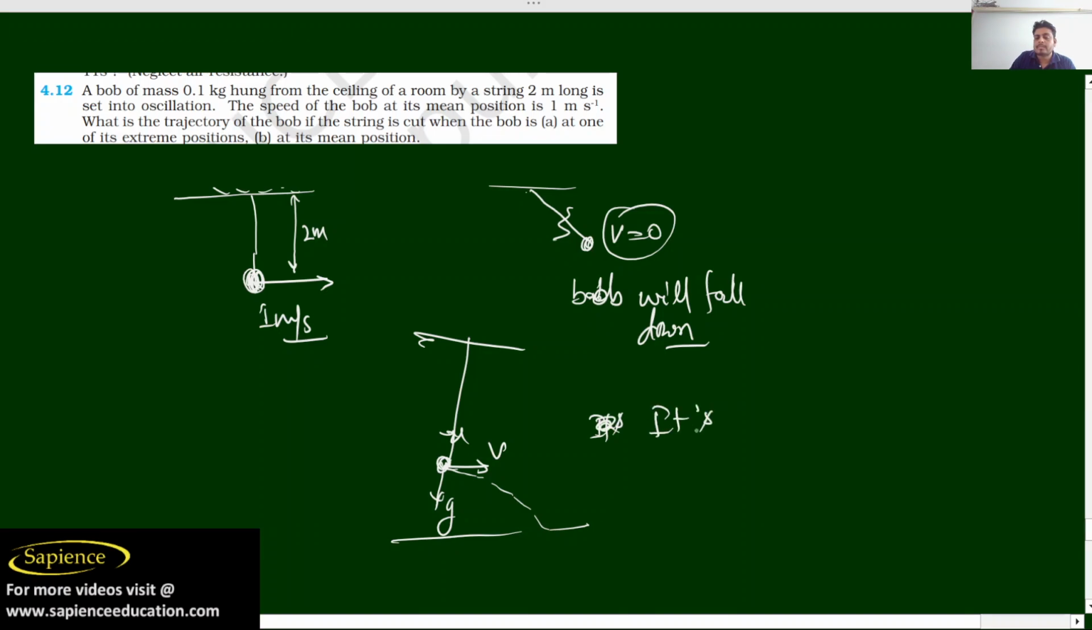Its motion will be projectile. Okay. If you want to draw a diagram, you can draw it like this. So this is the diagram. I hope you have understood this question.